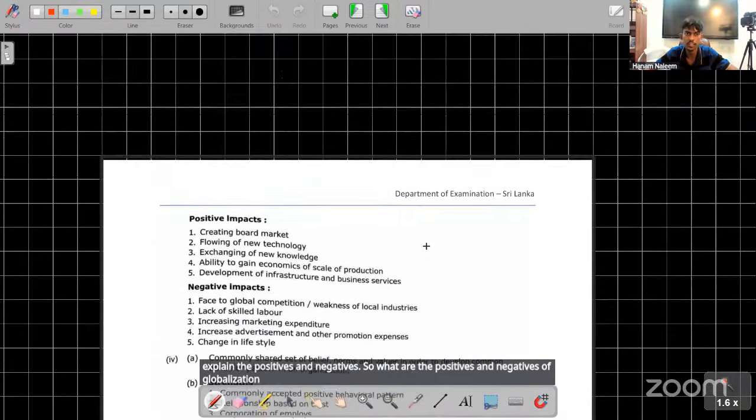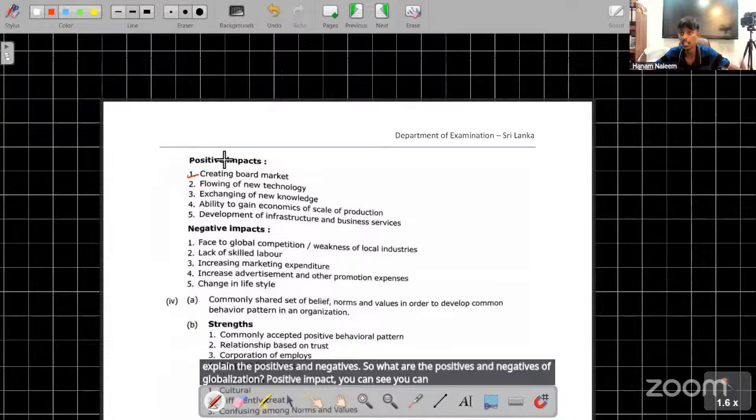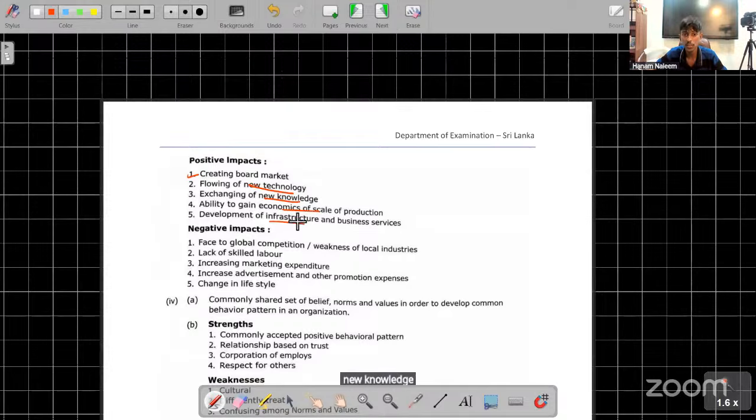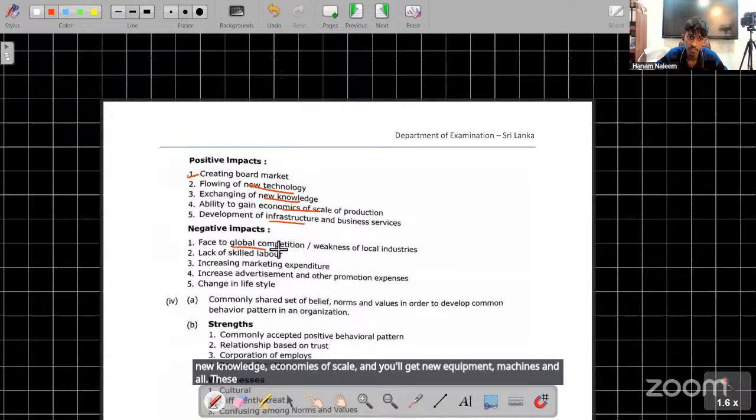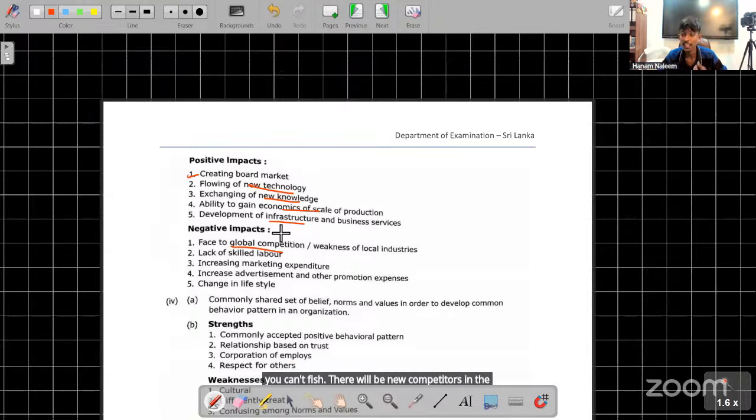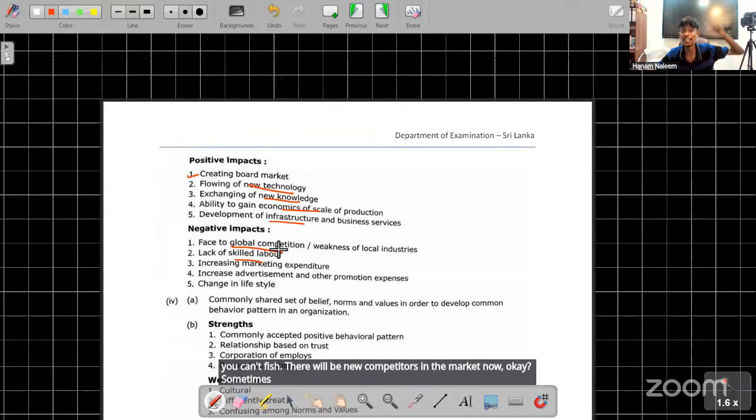Positive impacts: you can create a huge market, a large customer base, inflow of foreign technology, new knowledge, economies of scale, and you'll get new equipment, machines and all. Disadvantages: there will be new competitors in the market now. Sometimes skilled laborers will migrate to a foreign country. And sometimes the people's local lifestyle will start to change. So those are some disadvantages.